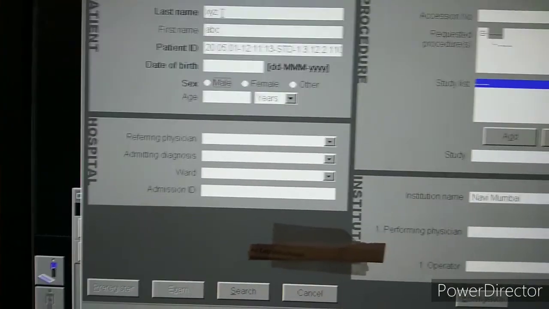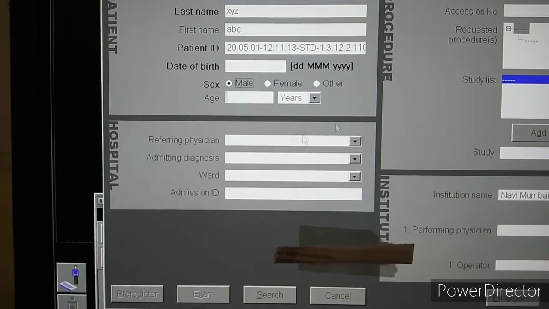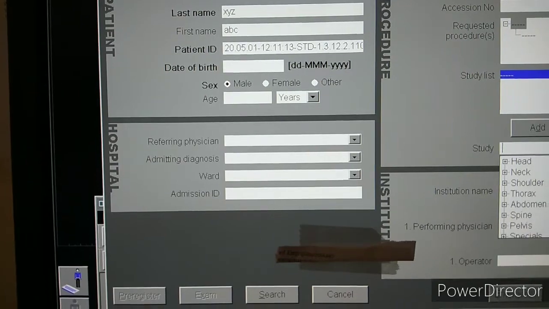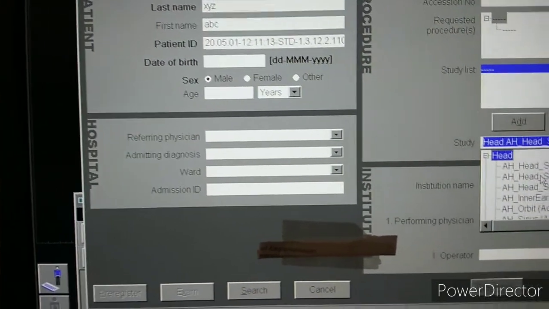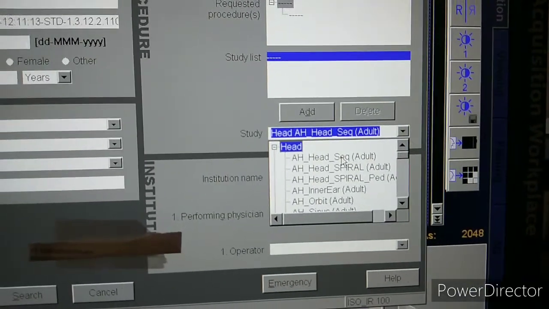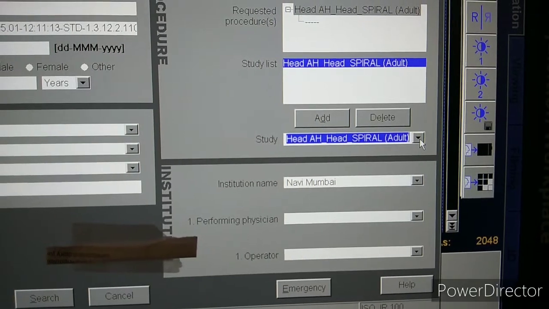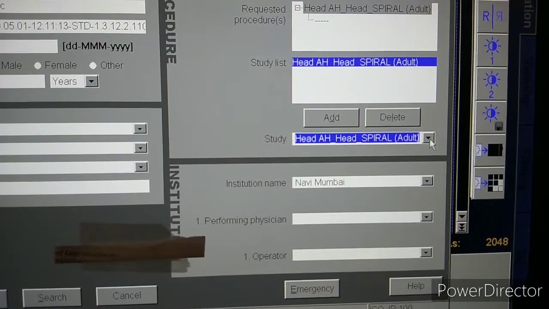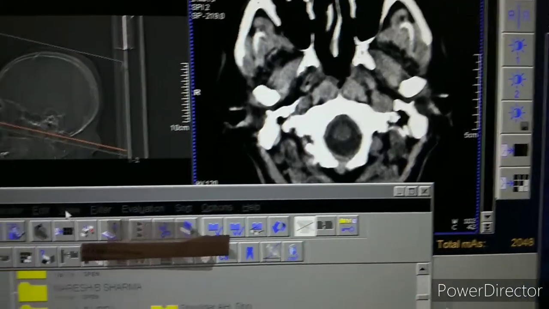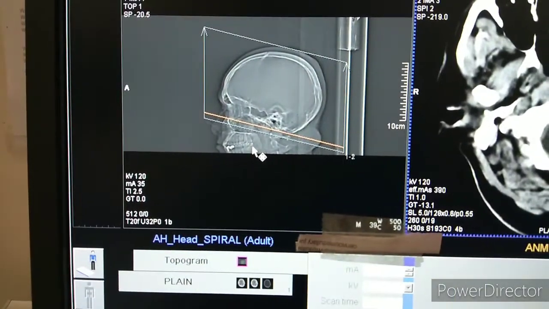Then we have to put whether the patient is male or female, then age. Then these are optional, we can put or we can avoid. Then for head plane, we have to choose the protocol here. It is sequential. Then we have to select spiral CT scan because to get the reconstruction images we have to use spiral. And after entering, you can see we have to take a lateral topogram.